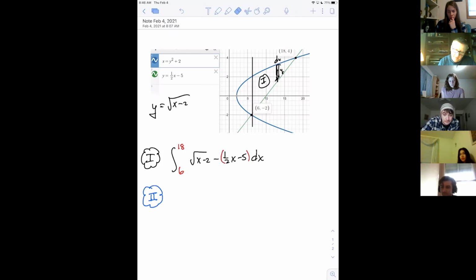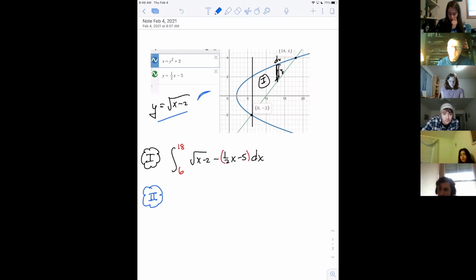Anybody know what the graph of y equals the square root of x minus 2 looks like? It does not look like that blue parabola. It's just the top half of the blue parabola, right? Exactly. It's just the top half of the blue parabola.